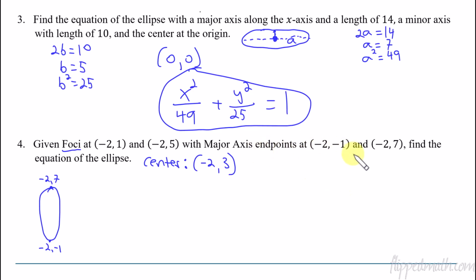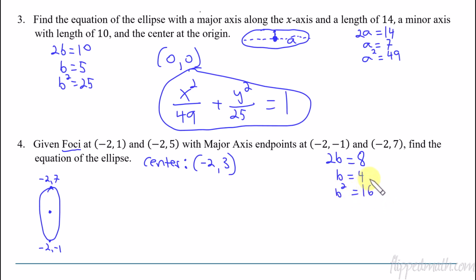Now, what are we going to do with these major axis endpoints? This is going to help us figure out the radius, the vertical radius. Well, the vertical radius is always b. So the entire major axis, all the way across, how long is that? It's double b. And if I go from -1 to 7, that's a distance of 8. I don't have to worry about the -2s because those didn't change. So if that's the case, then b would equal 4, and b squared equals 16.